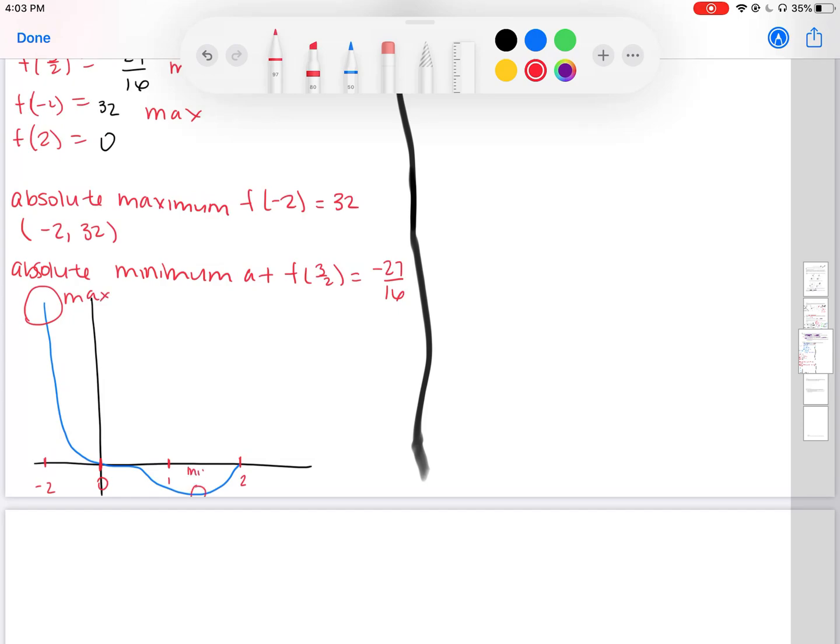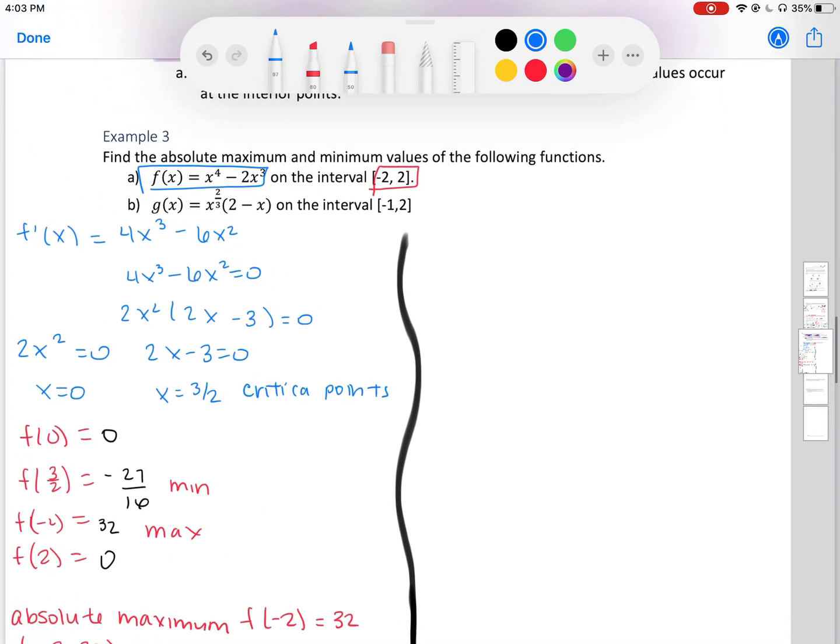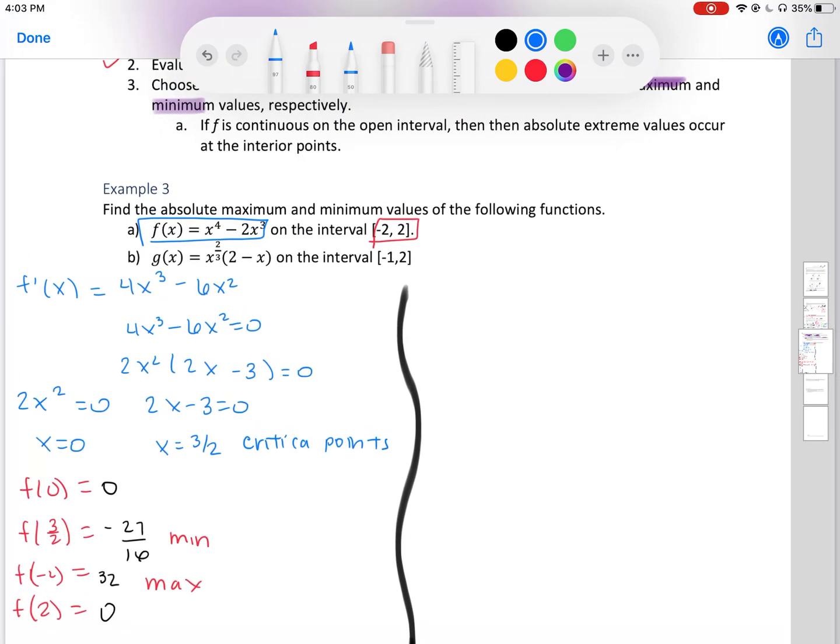Now, at these zeros are these values that result in a 0 in the derivative. However, by testing all the critical values and our endpoints, we were able to conclude and find a maximum and minimum to this function. Okay, let's do another one. Let's do part B. We have g of x equals x to the 2/3 power times 2 minus x on the interval of -1 and 2.